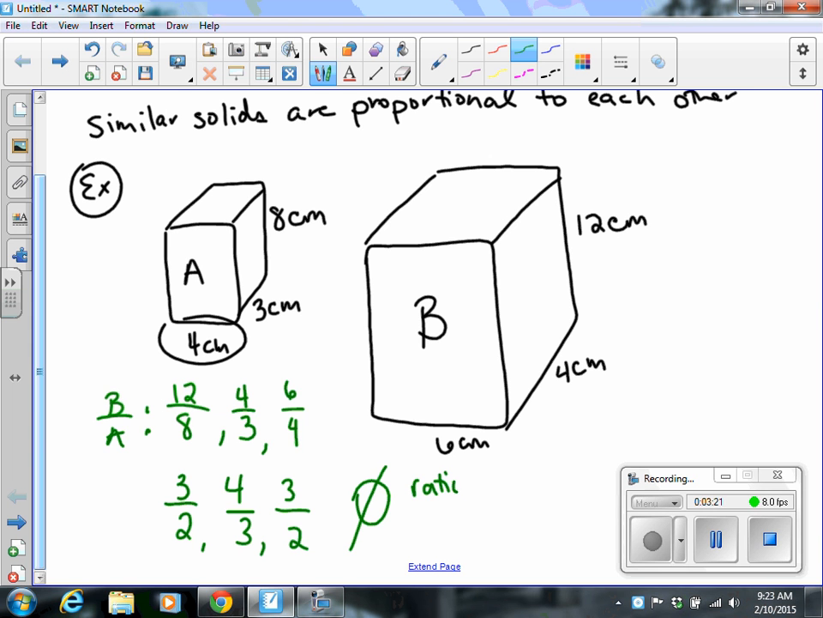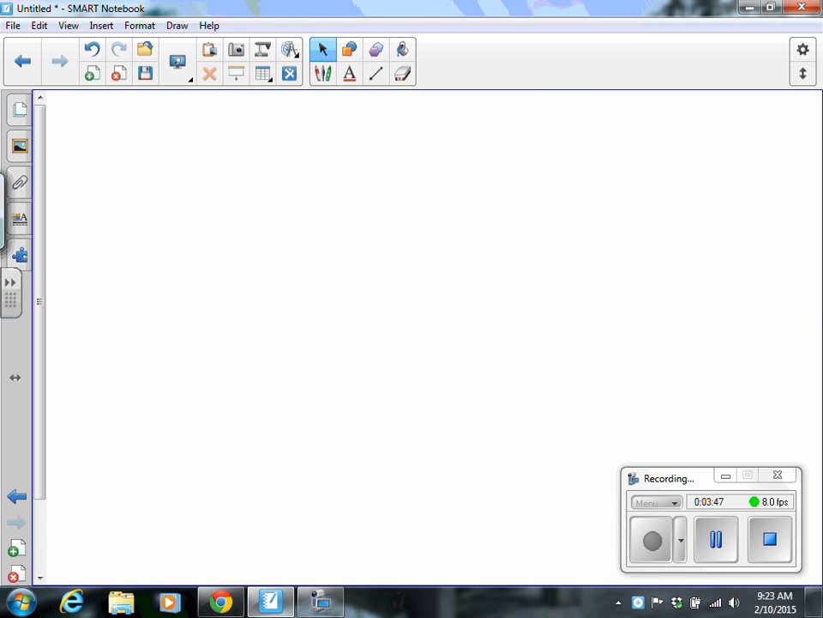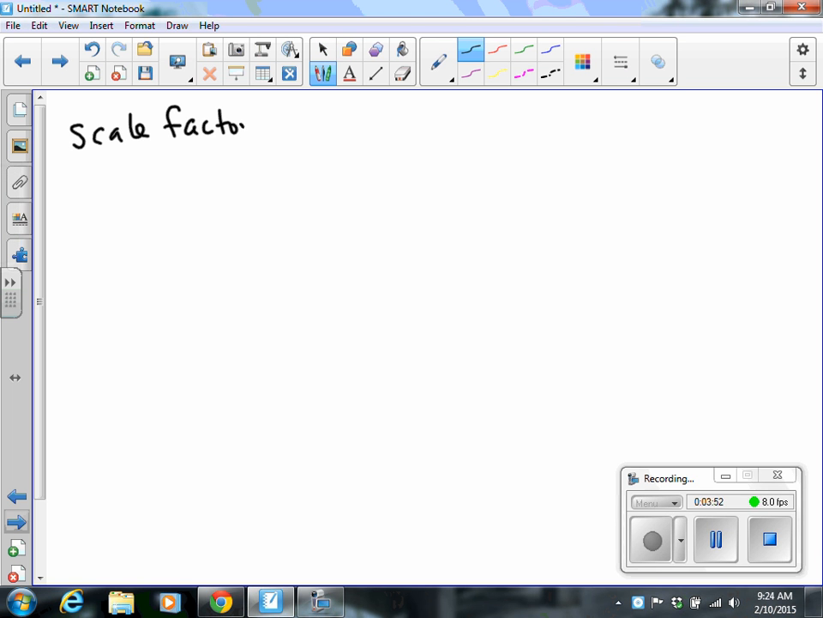The ratios are not all the same. Again, if they were all 3 over 2, 3 over 2, 3 over 2, then we would have similar solids. Now, when we're talking about this, right now we're only working with one dimension. This is what we call a scale factor. My scale factor is a ratio of A to B.